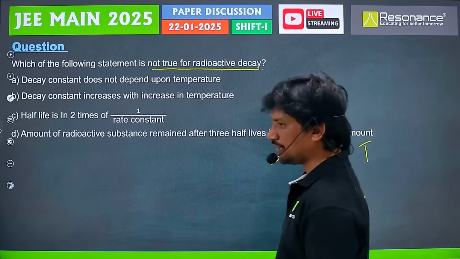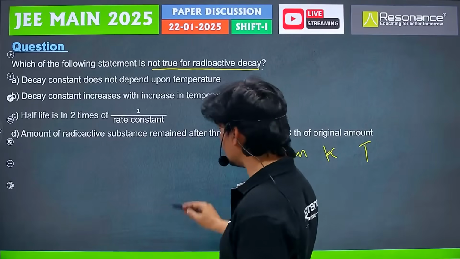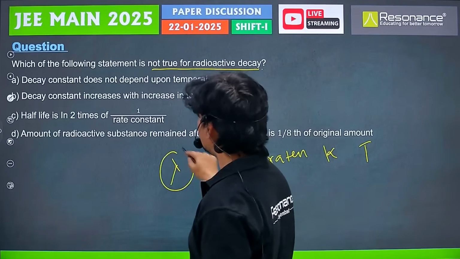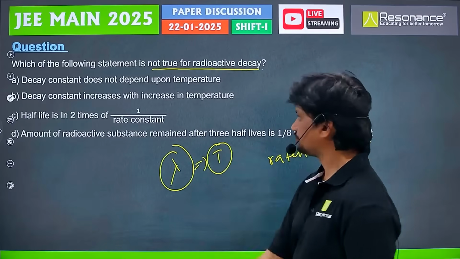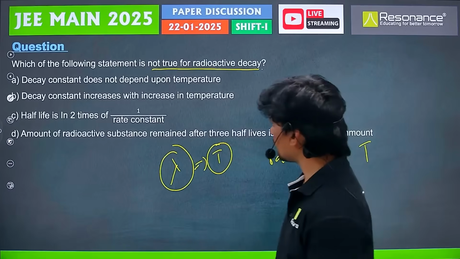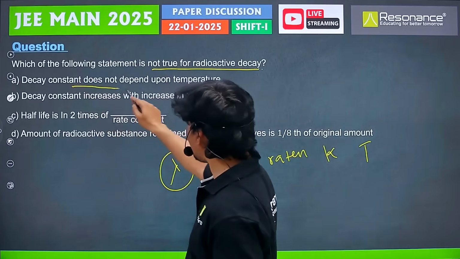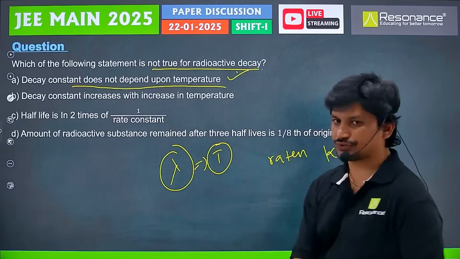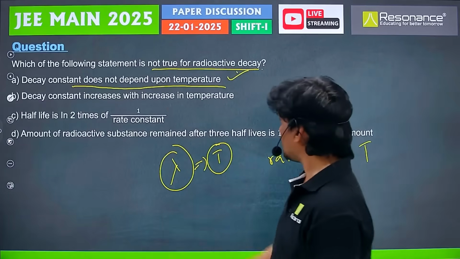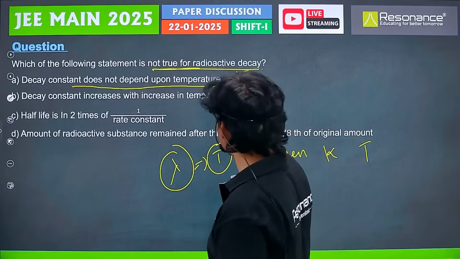But in radioactive elements, lambda, or the decay constant, does not depend on the temperature. What was given? "Decay constant does not depend on the temperature" is the correct statement, so this is not the option. What they asked is which is not true.